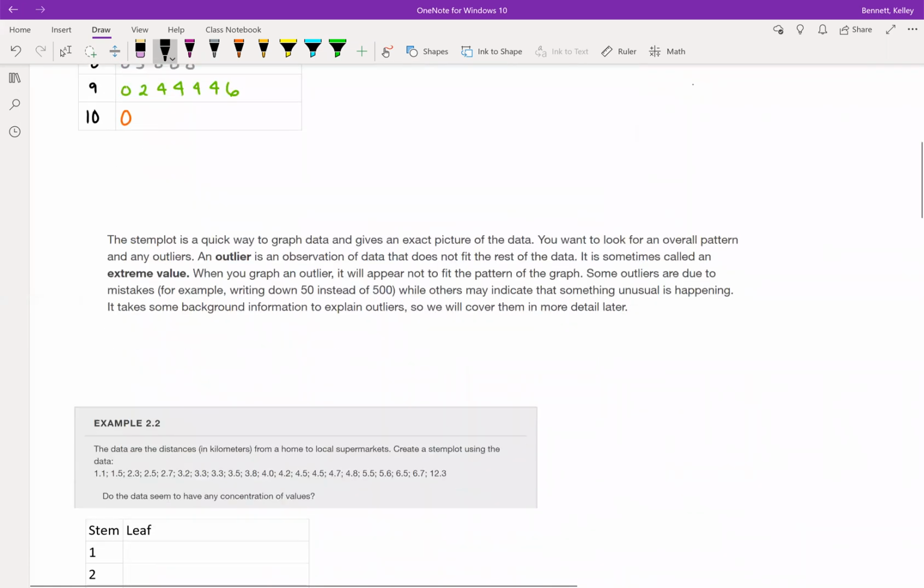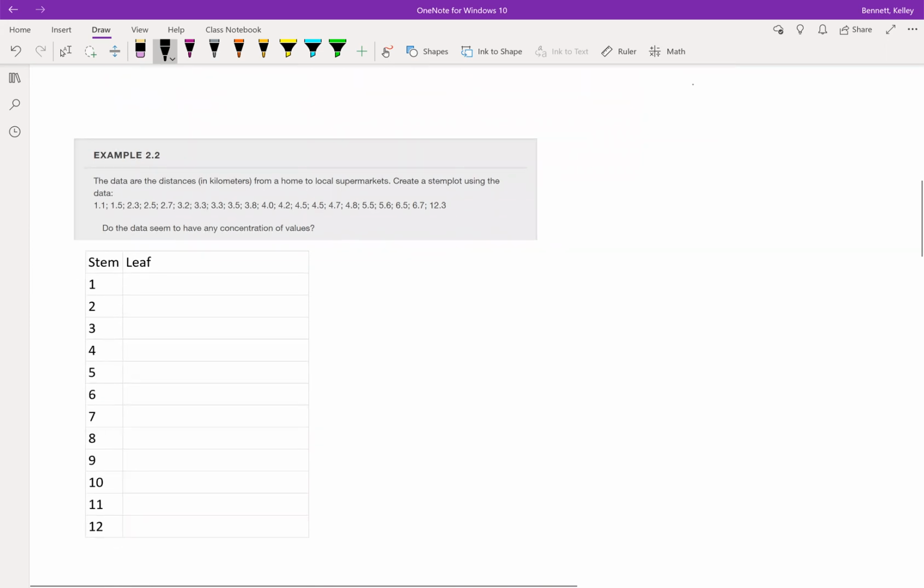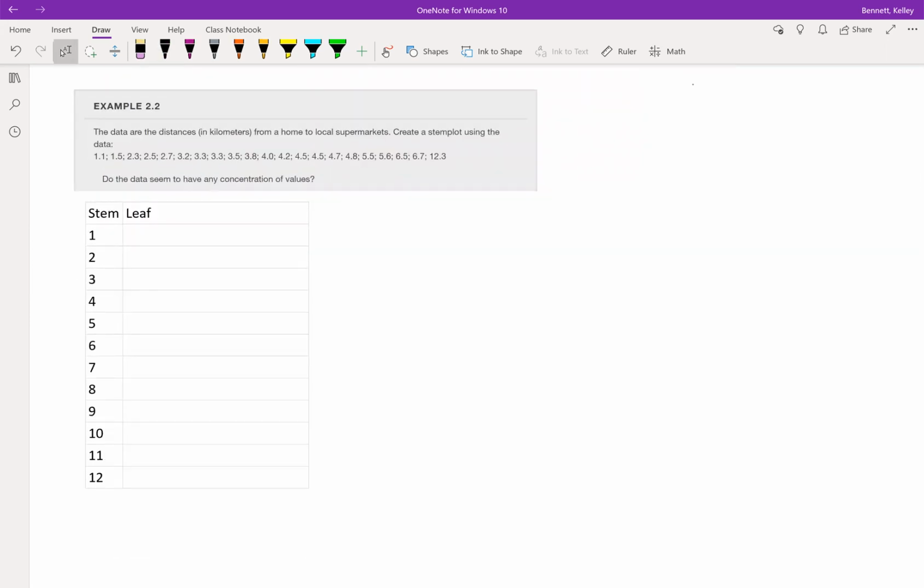Let's look at this other example. In this example, the data is a little bit different because the data goes to the 10th place. So if, let's say, we had 5.6, the 5 is going to be your stem, and the 6 is going to be your leaf. I'm not going to write 0.6, I'm just going to write a plain old 6. And again, this data is already sorted for us, so we can just get straight to it.